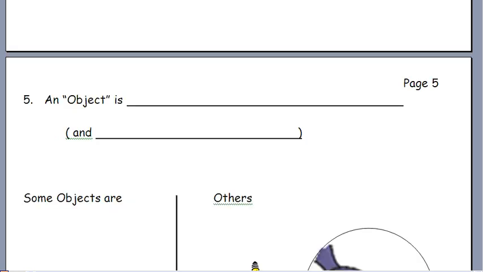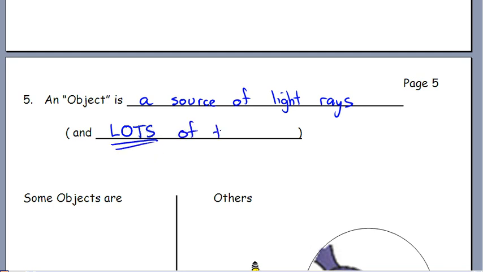Okay, essential piece of knowledge number 5. We're going to talk a lot about objects, right? So we should define what they actually are. An object is really going to be nothing more than a source of light rays. Oh, and by the way, I'm going to put in here, and lots of them. Billions of them every second. Even that's an underestimate.